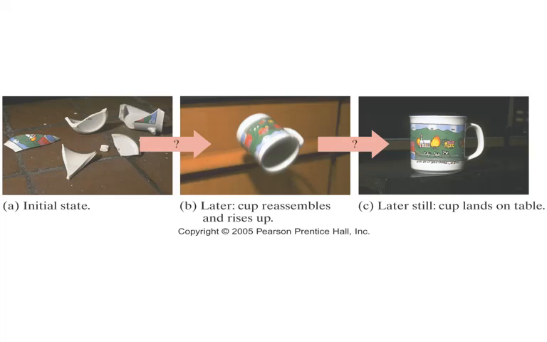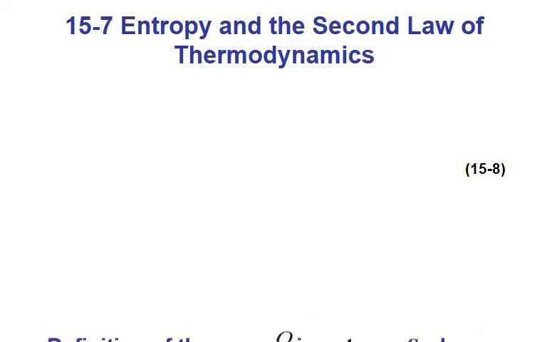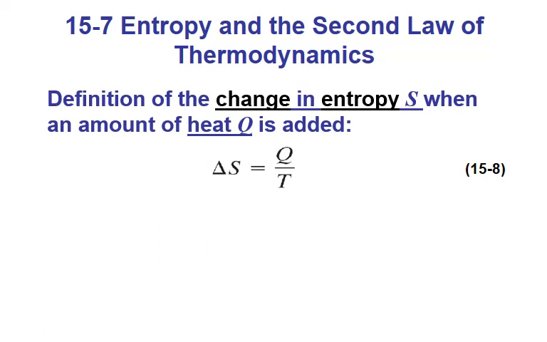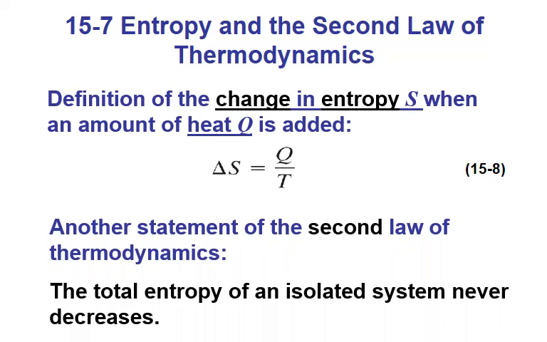Like this glass, if we take this glass and throw it onto the top of the table, it's not going to look good. It's going to be a mess. So the definition of a change in entropy, when a certain amount of heat is added, is delta S equals Q over T. The total entropy of an isolated system never decreases, and so it always increases with an isolated system. Let's take a look at some situations here.